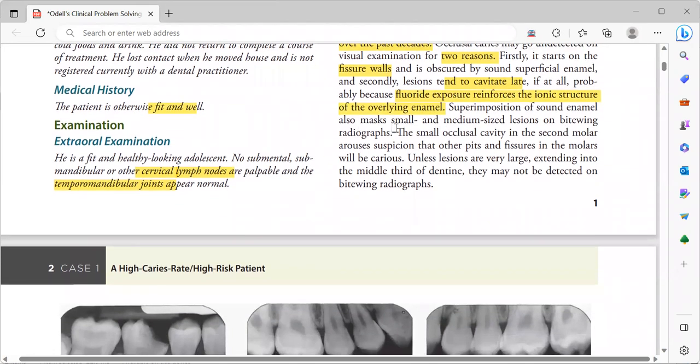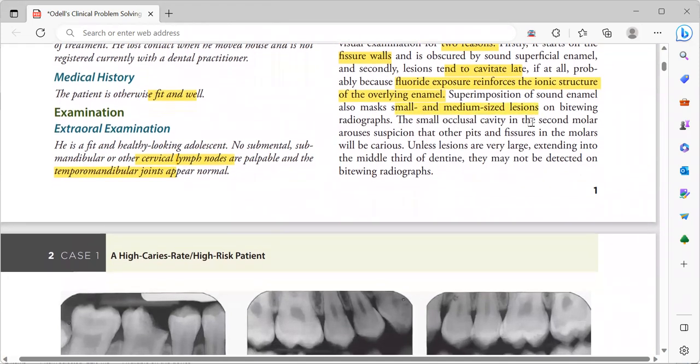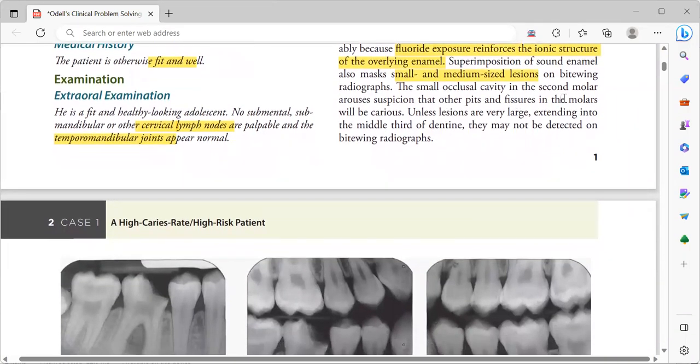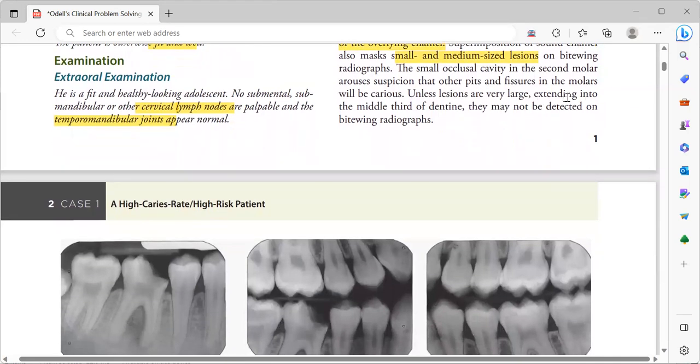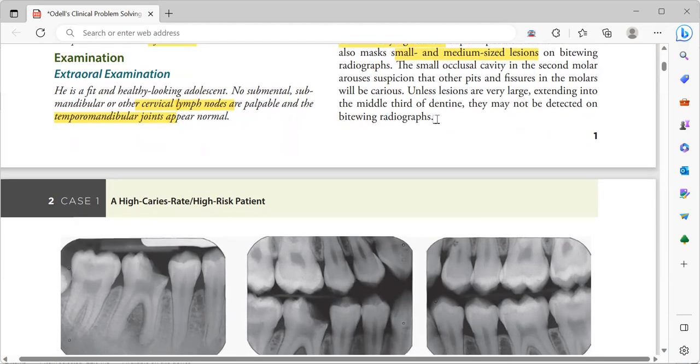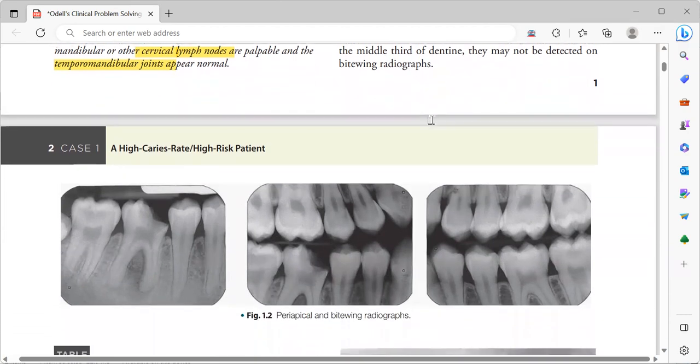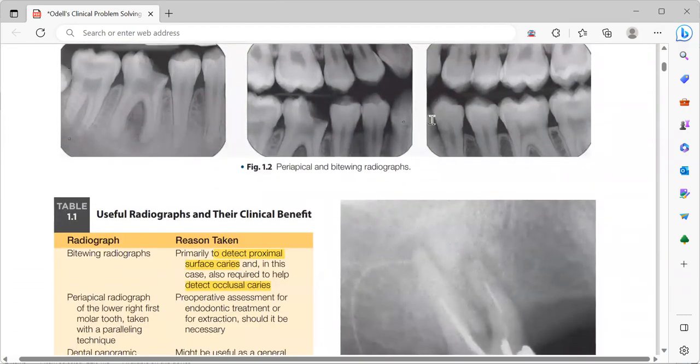Superimposition of sound enamel also masks small and medium sized lesions on bite wing radiographs. This small occlusal cavity in the second molar arouses suspicion that other pits and fissures in the molar will be carious. Unless lesions are very large, extending into the middle third of the dentine, they may not be detectable on the bite wing radiograph. So on the bite wing radiograph, we won't be able to see if the lesion is just initial for occlusal caries.